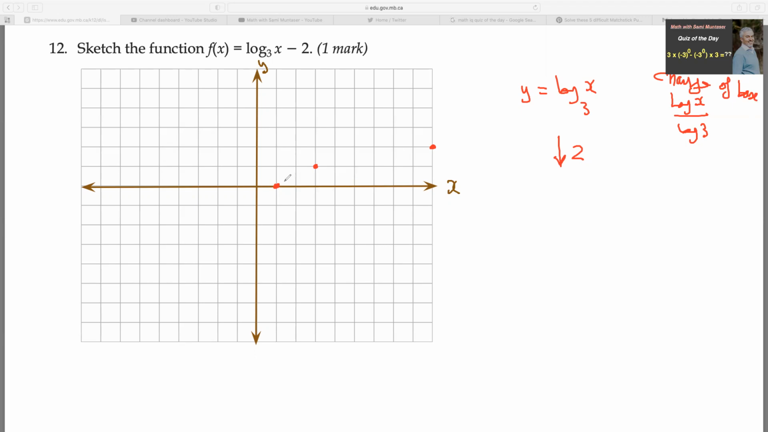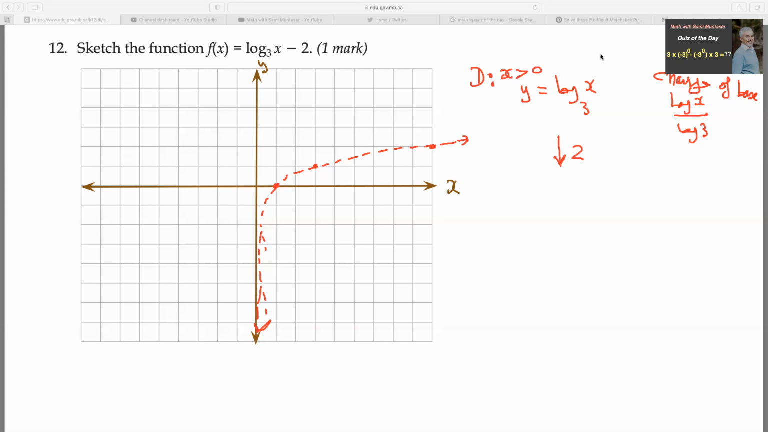So the mother graph, which is log base 3 of x, is a graph that looks like this. With these graphs, the y-axis is the asymptote. So the domain with the mother graph is x is greater than 0.